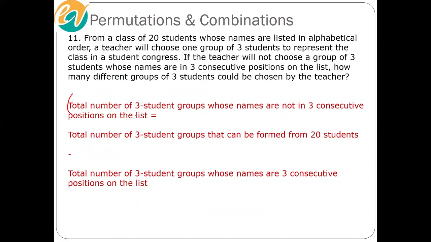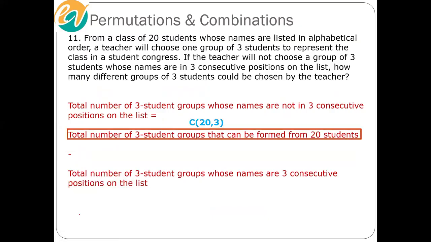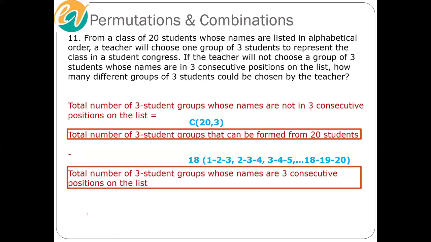So that's the whole point. The total number of 3 student groups whose names are not in 3 consecutive positions on the list would be the total number of 3 student groups that can be formed from 20 students, minus the total number of 3 student groups whose names are in 3 consecutive positions on the list. So this is 20C3 and this would be 18. We just discussed it: 1, 2, 3, 2, 3, 4, 3, 4, 5, and so on till 18, 19, 20. So 20C3 minus 18. Yes, that's the answer that Siddhant was getting.